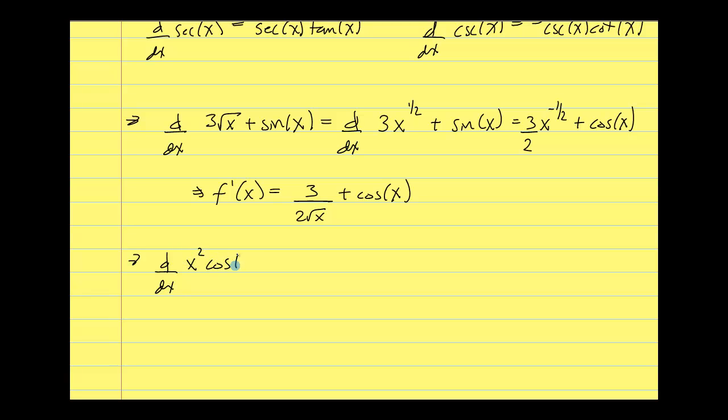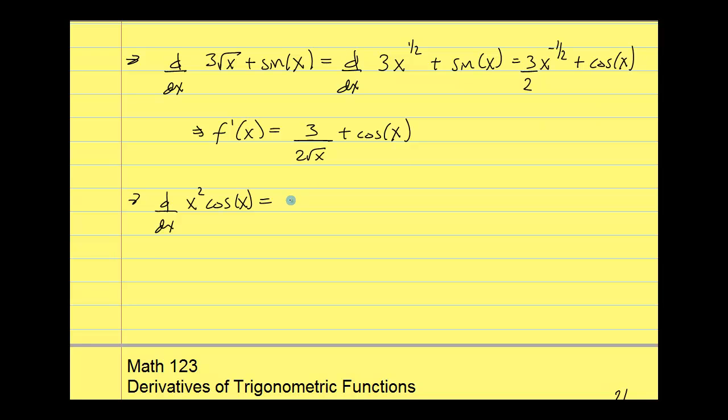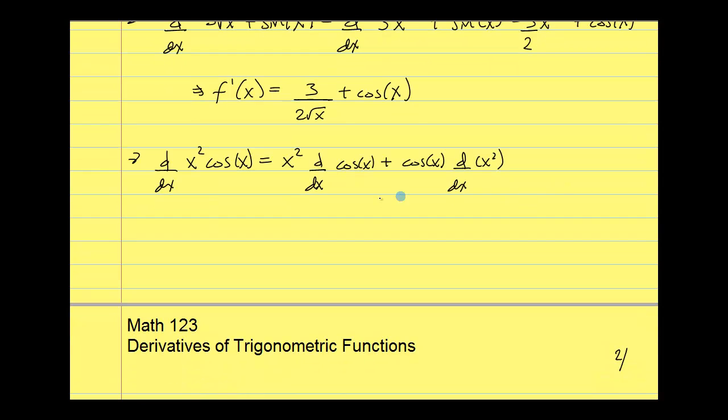Let's go ahead and look at another one where I have to apply the product rule. Let's look at x squared cosine of x. So the product rule says to take the first function times the derivative of the second function plus the second function times the derivative of the first function. Okay, so there's my setup. Now let's go ahead and run through and actually calculate this derivative.